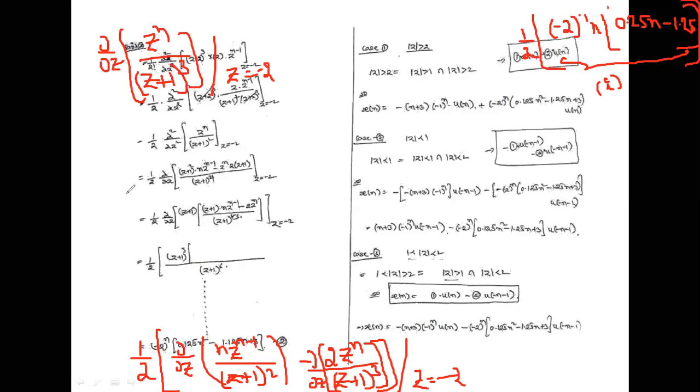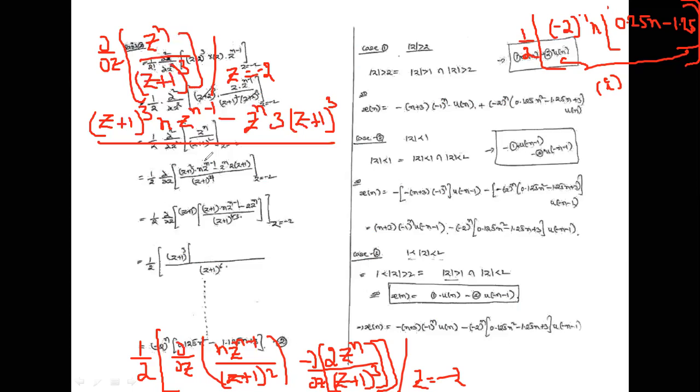So now we can apply the u by v rule. Take the (z plus 1) whole cube, and n into z^(n minus 1), minus z^n and 3 into (z plus 1) whole square, whole divided by (z plus 1) whole power 6, at z is equal to minus 2.